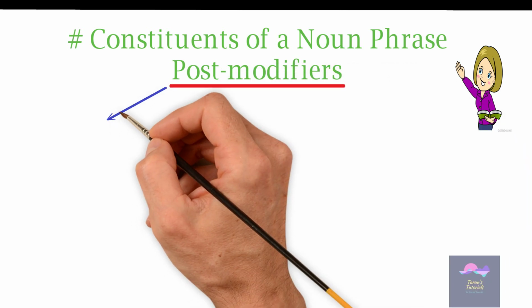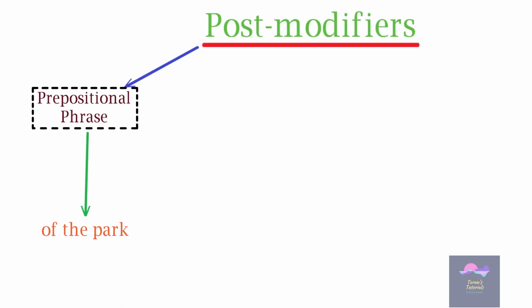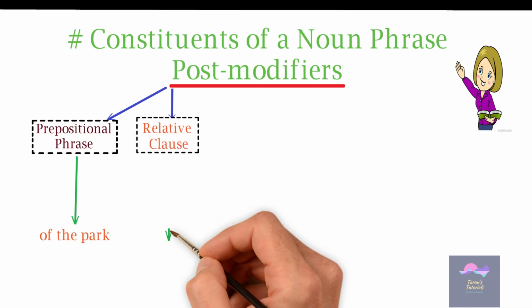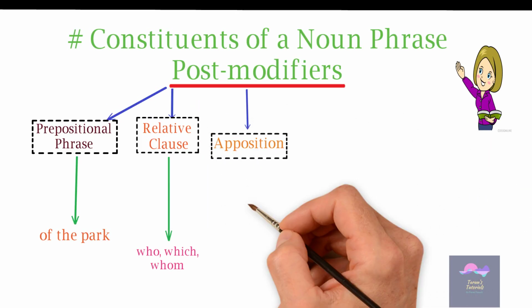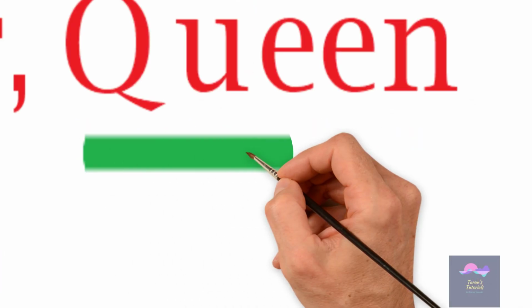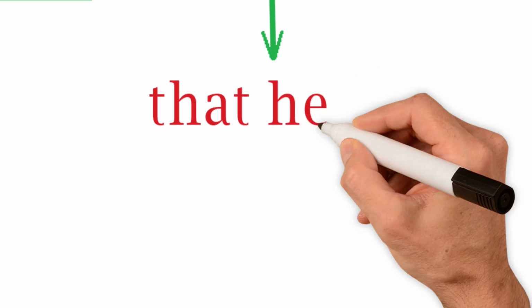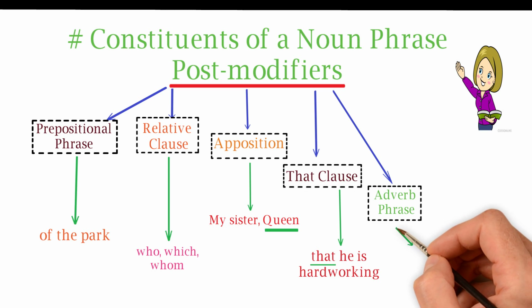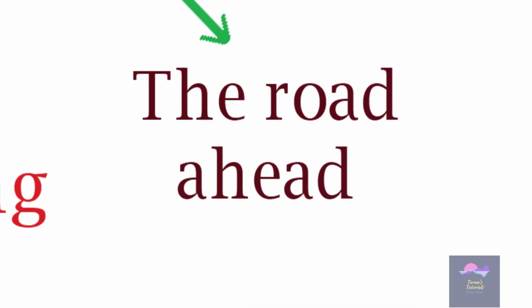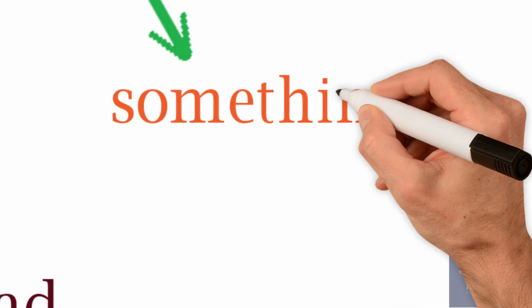The elements such as the prepositional phrase, for example, of the park; relative clause, which begins with who, which, whom; noun in apposition, for example, my sister Queen, where Queen is the noun in apposition; that clause, a clause which begins with the conjunction that; the adverb phrase, for example, the road ahead, where ahead is the adverb and the head of the phrase; adjective phrase, for example, something beautiful, where beautiful is the adjective and the head of the phrase.